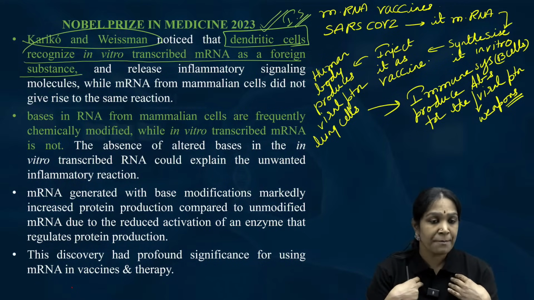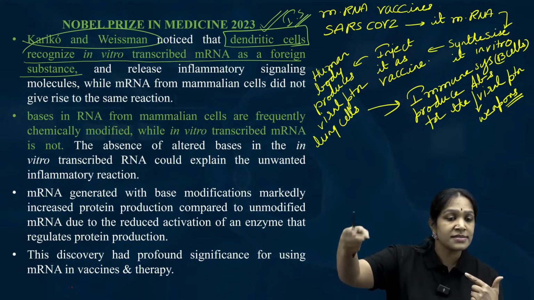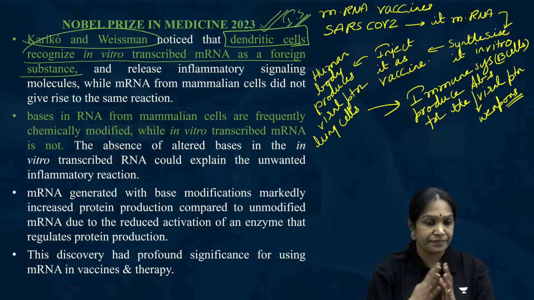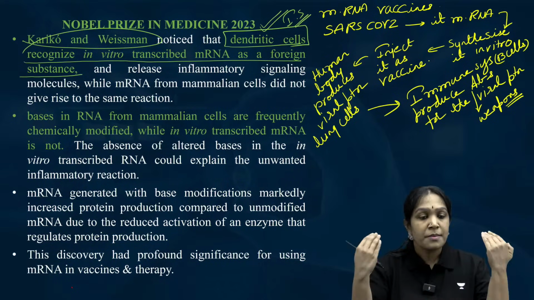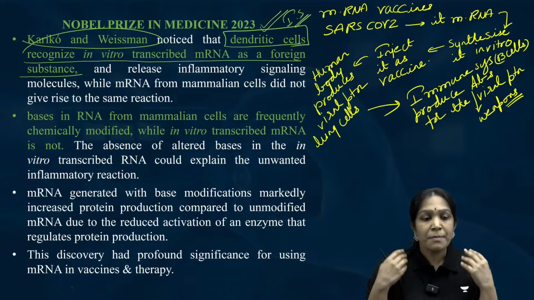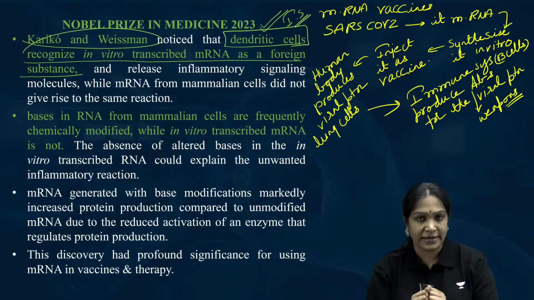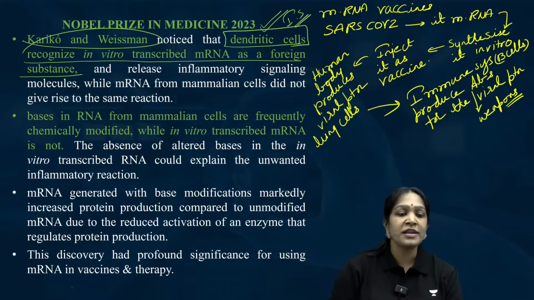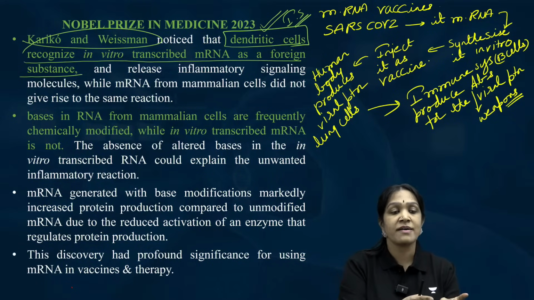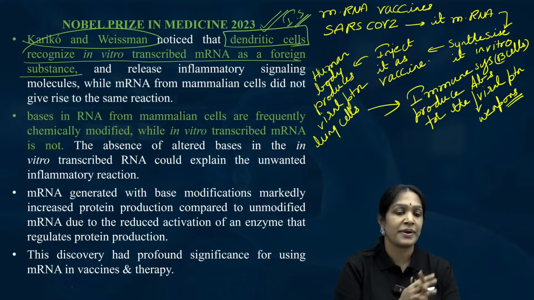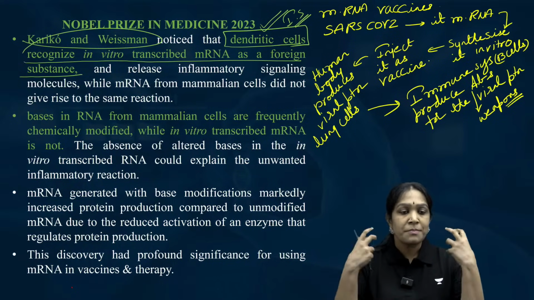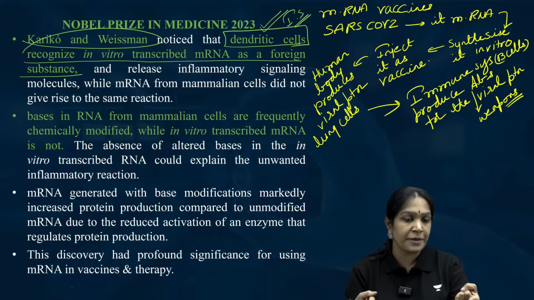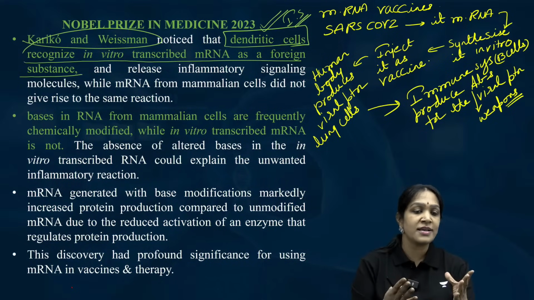It means it is my own mRNA, but because it is synthesized in the laboratory, my body considers it foreign. I repeat, my own mRNA, synthesized artificially in the laboratory, and my immune system recognizes it as a foreign material. This is the discovery for which they got the Nobel Prize.